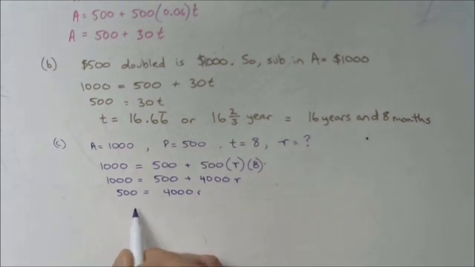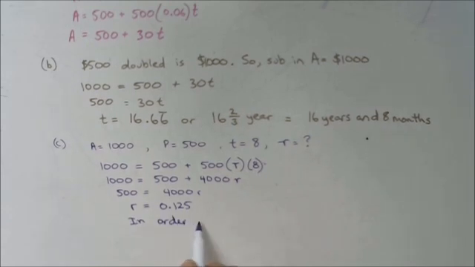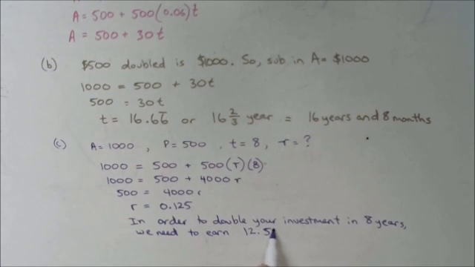Divide both sides by 4,000. We end up with r equals 0.125. Now this is the rate expressed as a decimal. So what do we say? In order to double your investment in 8 years, we need to earn 12.5% simple interest.